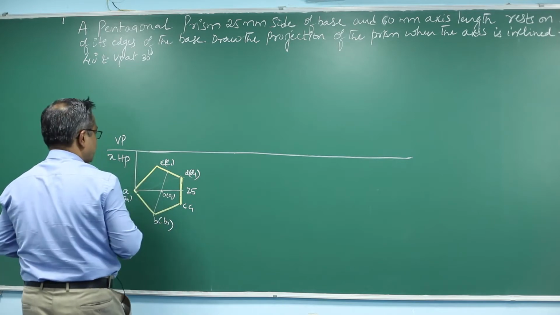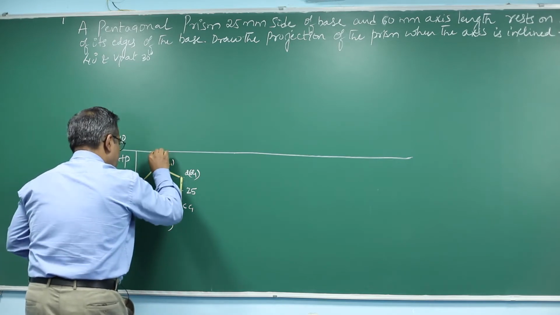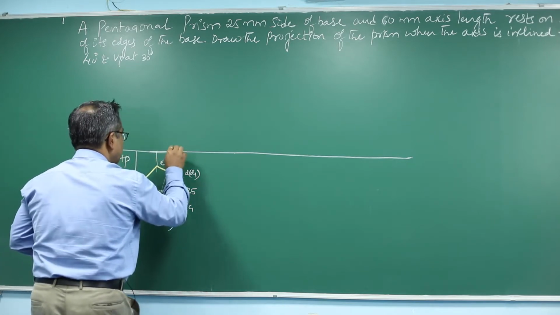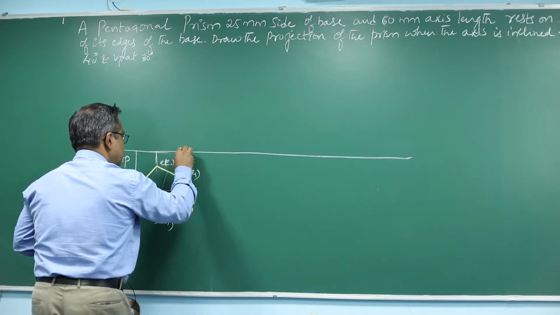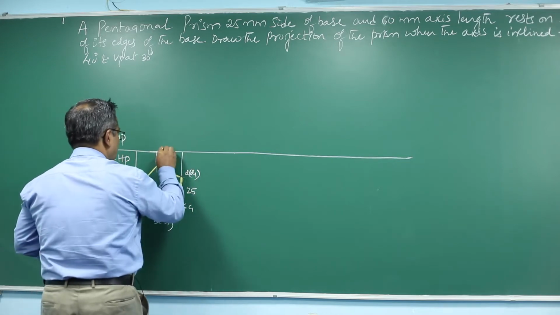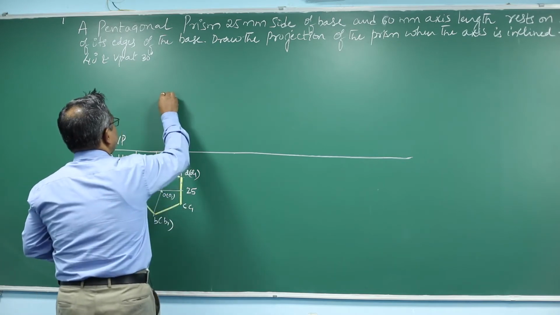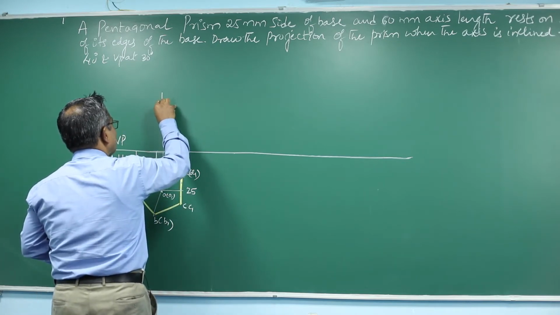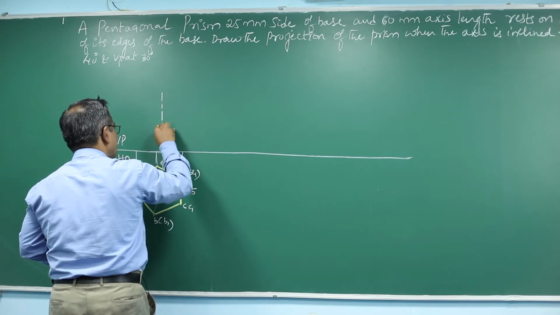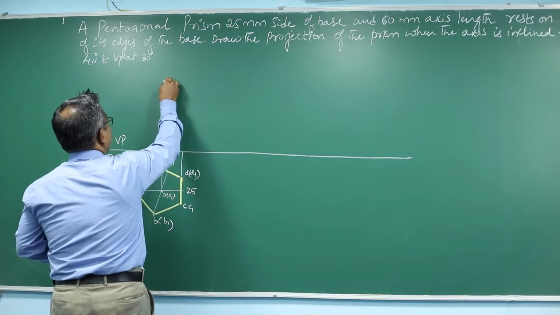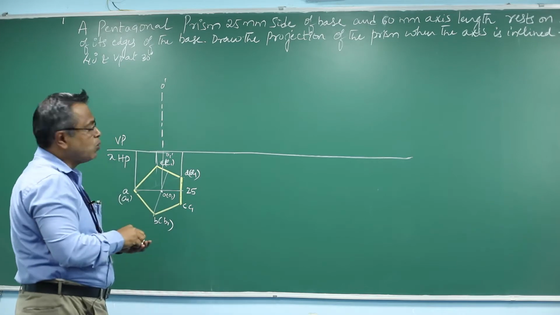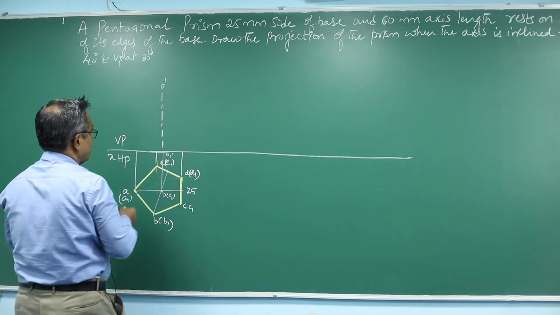Draw a projector vertically from A1. You draw a projector from B, B1 and E, E1, and you draw a projector from C, C1 as well as D, D1. And also draw a projector from O1. This is my O1 dash. So from here you erect a line called the axis line, big line, small line, big line, small line, in which the axis height O dash, O1 dash is about 60 millimeter.